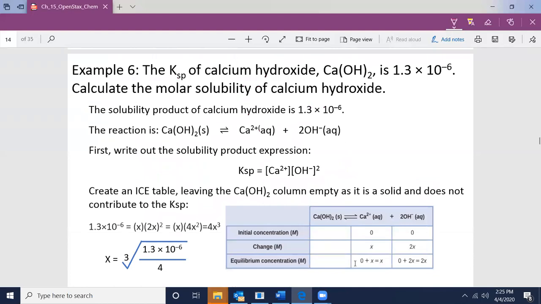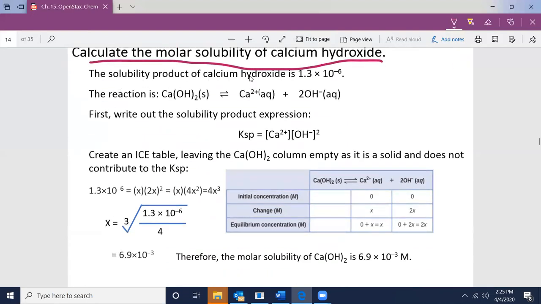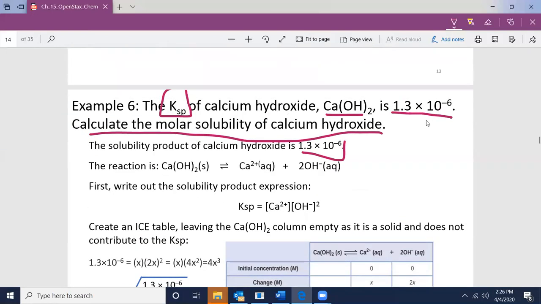So example 6 is quite similar to what we have been doing so far. The KSP of calcium hydroxide, which is a sparingly soluble compound, is given to us. It's asking us to calculate the molar solubility of the calcium hydroxide. So the solubility product of calcium hydroxide is this. KSP is given to you.